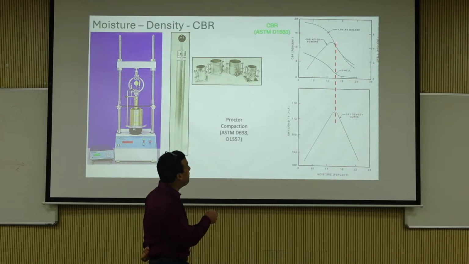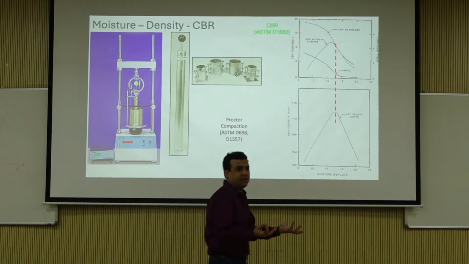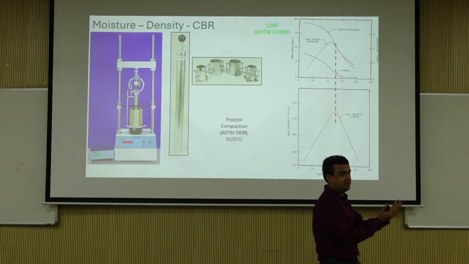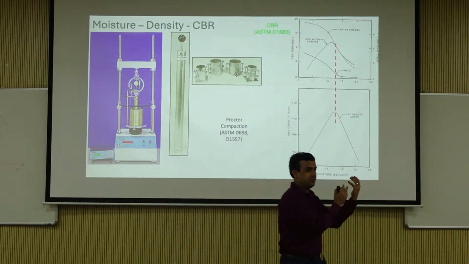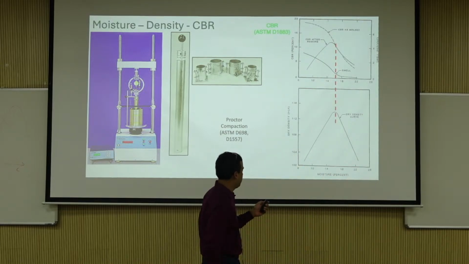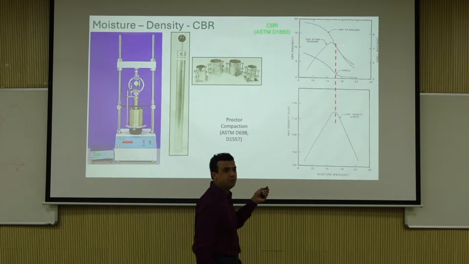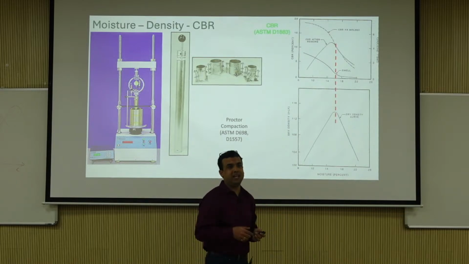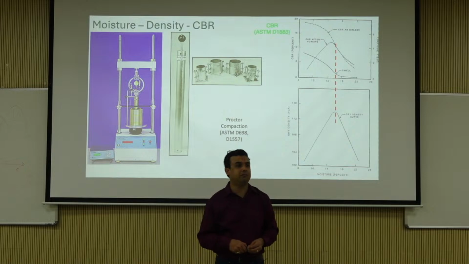Whereas the value actually peaks a little bit on the left side of the OMC, because dry is better. We're talking shear strength, right? Drier is better, so it will peak on the left always. But the point is, for all practical purposes, this line is of a lot more interest to you, because in practice you do unsoaked CBR.